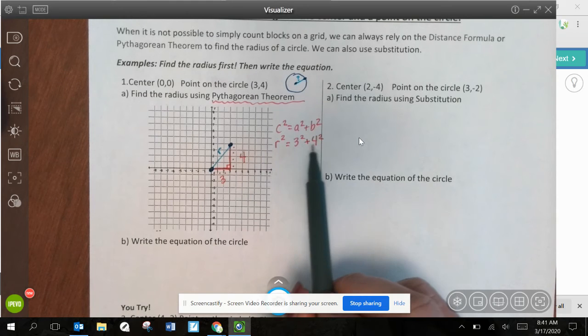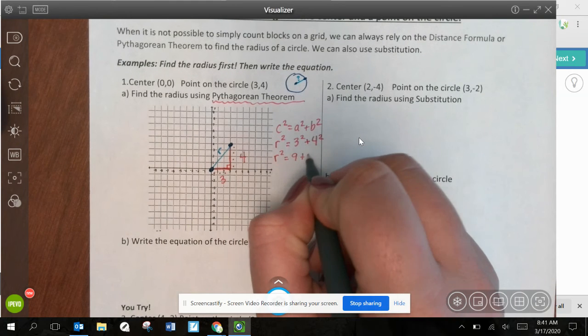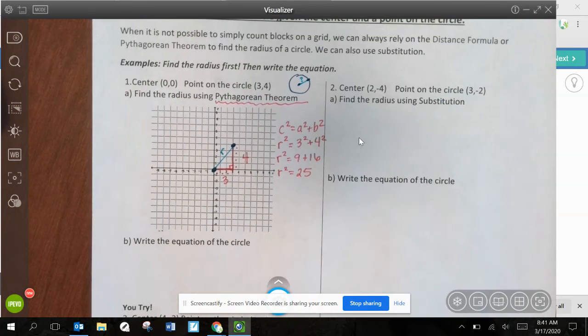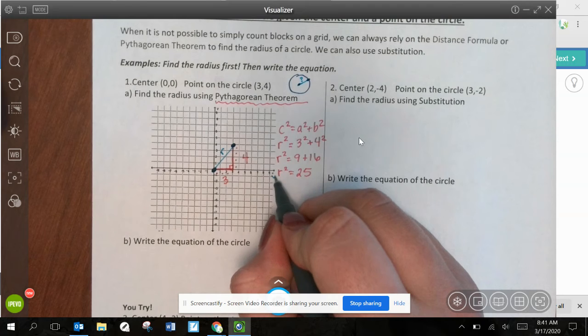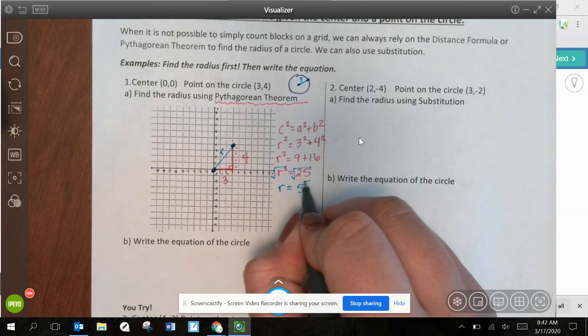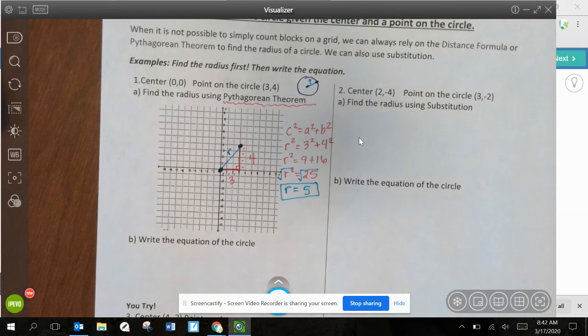R squared equals 3 squared plus 4 squared. All right, r squared, that would be 9 plus 16. And if I add those together, that gives me 25. Now, how do I get rid of a square? Take the square root. Take the square root, and r is going to be 5. Ta-da! There it is. R is 5.